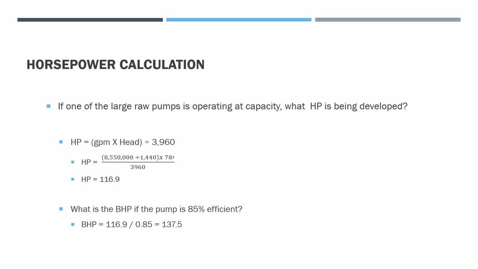And if I assume that system is 85% efficient, I would take the 116.9 divided by 0.85, and I see that I'm only developing 137.5 horsepower, which is well within the range of the maximum of 150 horsepower that was designed for. So these pumps are not really having to operate full out. They should last quite a long period of time.